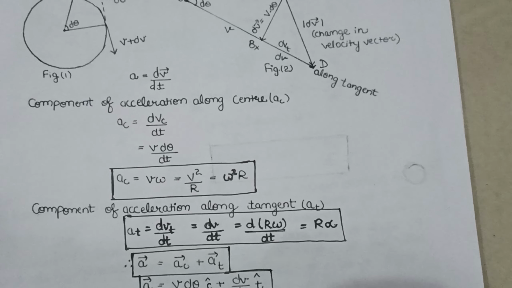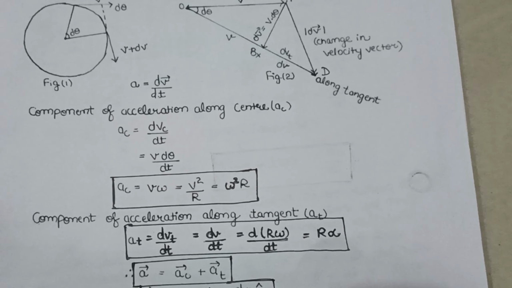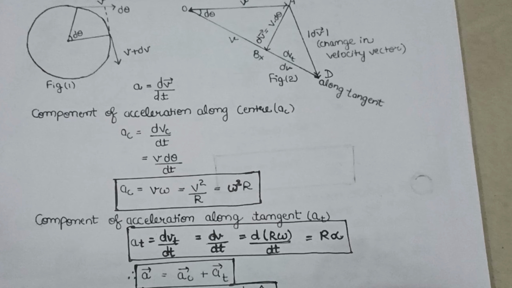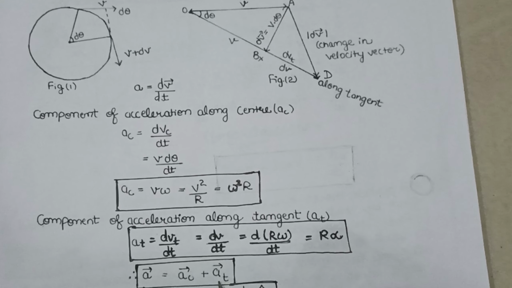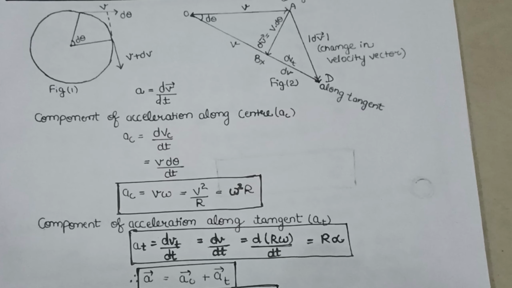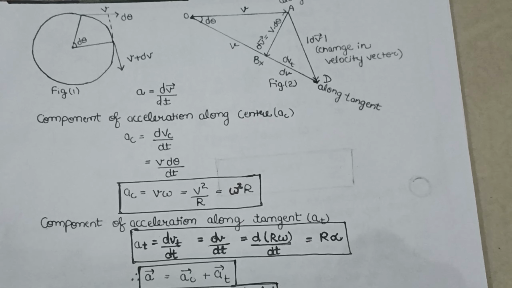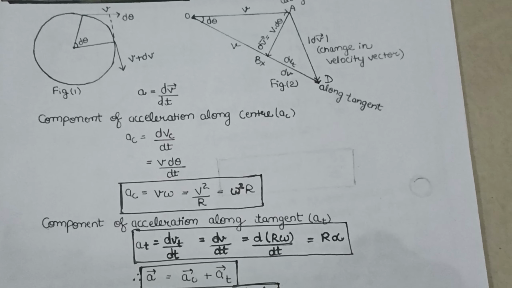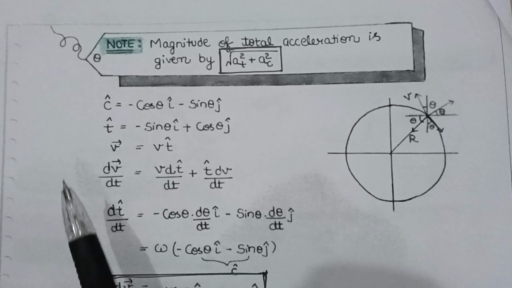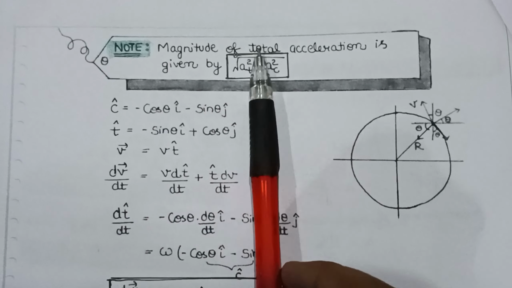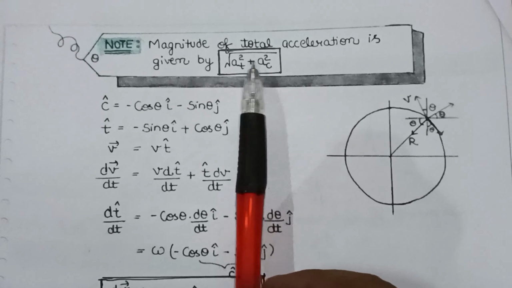The net acceleration vector is equal to V into d theta by dt c cap plus dv by dt t cap. Here c cap represents the direction of the acceleration, which is towards the center of the circle, and t cap represents the direction of the tangential acceleration, which acts along the tangent of the circle. Note, the magnitude of total acceleration is given by under root of at square plus ac square.